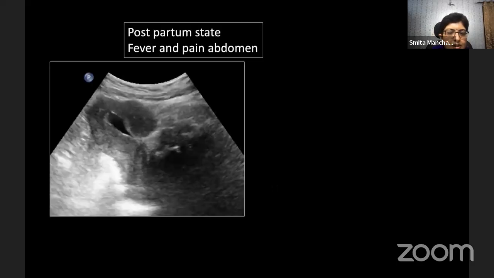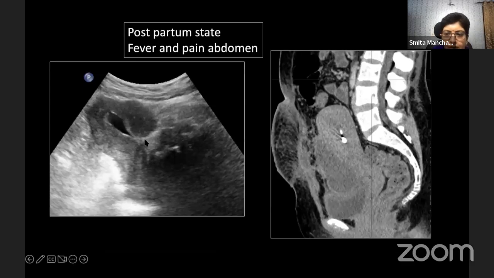Now, postpartum state, fever and pain abdomen. Okay, so now this is the uterine cavity in the postpartum state. And here you can see there is the postpartum cesarean. There is subcutaneous edema here. There is a scar site.